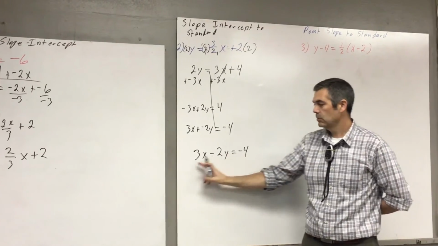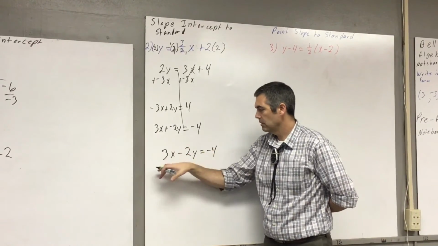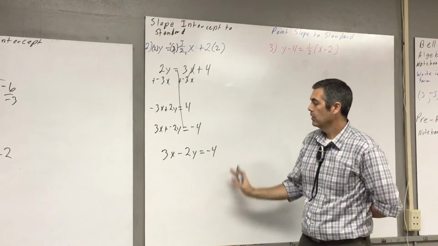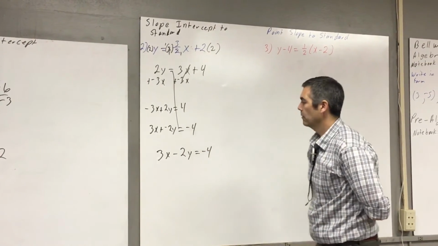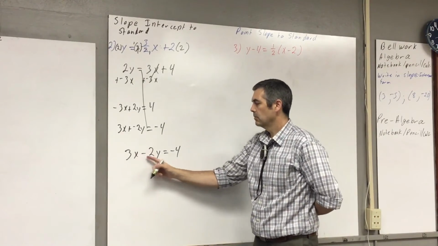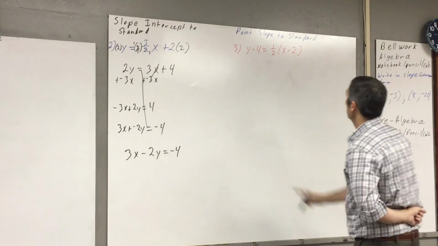Make sure to check when you do this if it's simplified. And this number right here is positive. You have no fractions in this. That's what you're looking for. Standard form. Ax plus by equals c. Very good. You can do that.